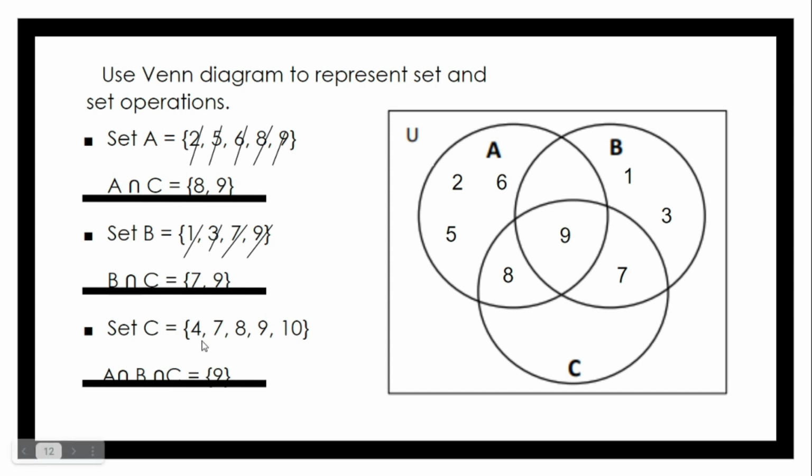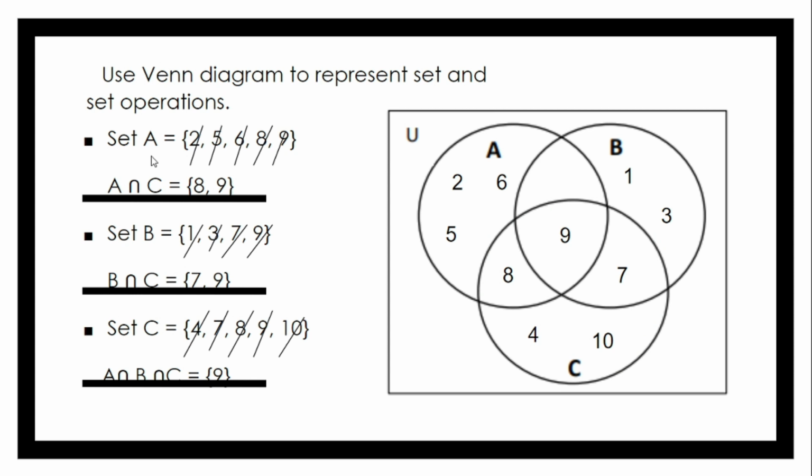Let's have this last, yung set C natin. So, we have this set C, itong bilog na ito. Ayan. At sabi natin, set C are 4, 7, 8, 9, and 10. So, ibig sabihin, meron tayo 7, 8, 9. So, we just need to write 4 and 10. So, ayun na si 4, ayun na si 10. Okay? So, yun si 4, si 10.